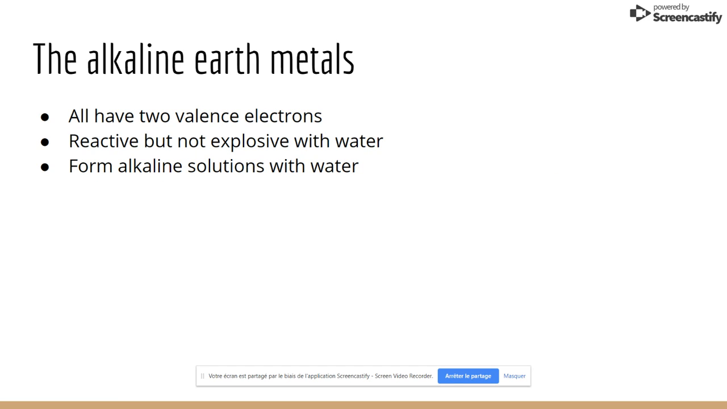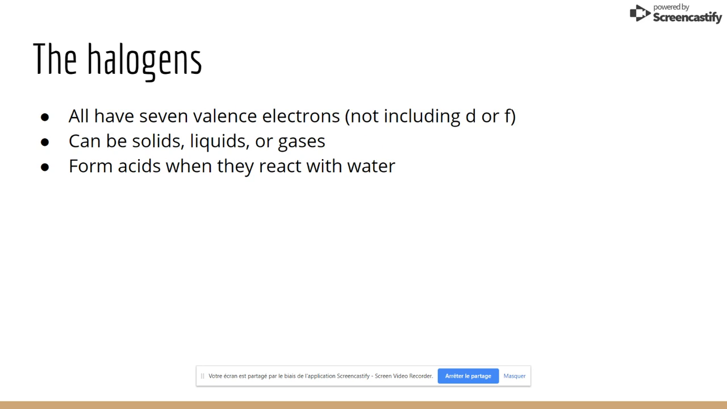Pause here. Alkaline earth metals all end in s2 with their electron configurations. These are reactive when they react with water, but they're not explosive. So for example, if you take some metallic magnesium and place it in water, you'll see a little bit of bubbling, and the solution, meaning the water that's left over, will be alkaline, but it's not nearly as exothermic of a reaction as the alkali metals.